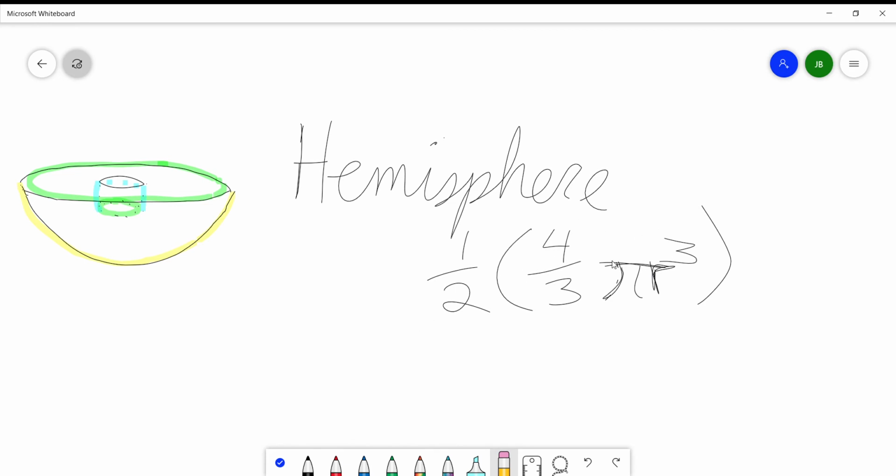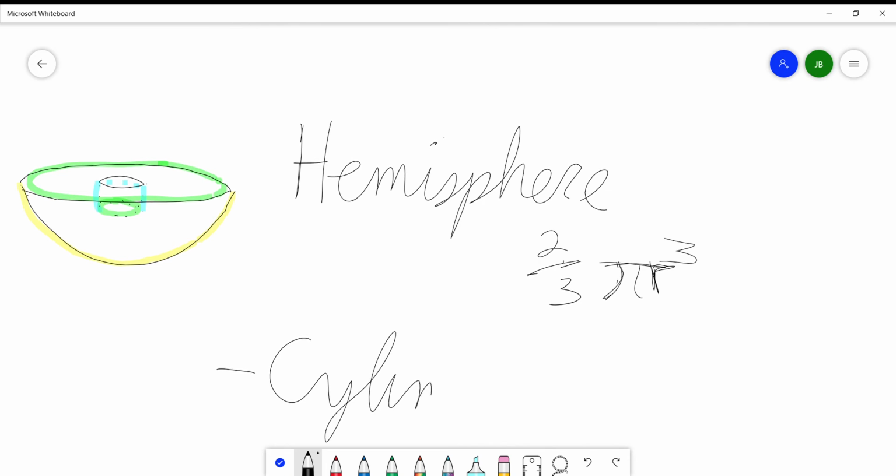So 4/3 of pi r cubed times, or divided by 2, is the same as let's just divide this by 2. So instead of 4, it'll be a 2. So 2/3 pi r cubed is the volume of a hemisphere. But we need to subtract this piece that's missing right here, the tube, the cylinder. So to subtract, there's like a void of cylinder space in there. The cylinder void.